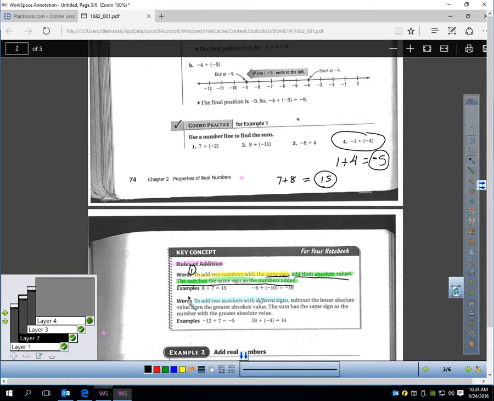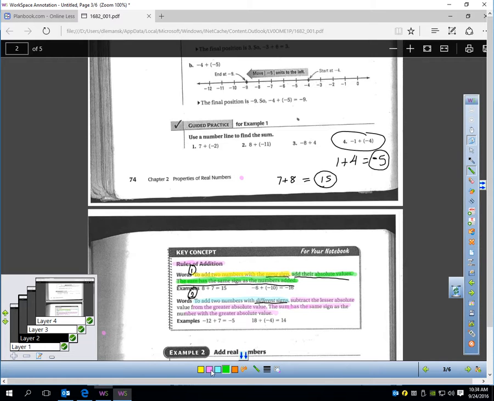Now, the second rule, what happens if we add numbers with different signs? It says to subtract the lesser absolute value from the greater absolute value. The sum has the same sign as the number with the greater absolute value. Now, if you're like, what exactly is that telling me? Let me say it in non-math teacher speak.